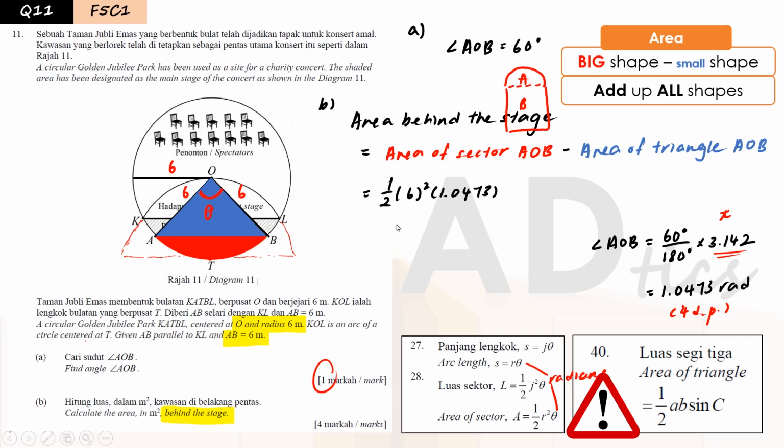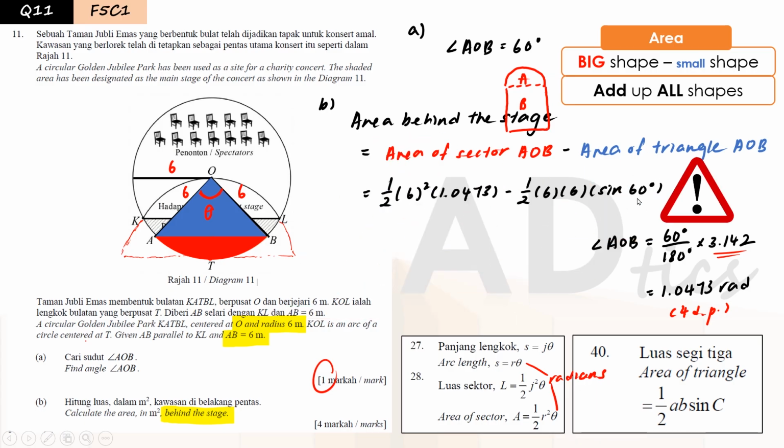Here it will be 1 over 2 multiplied by the length OA and the length OB, 6, and the angle would be the angle between OA and OB, which is theta, which is also 60. So here we will be multiplying sine 60. Notice here I put degrees, not radians.